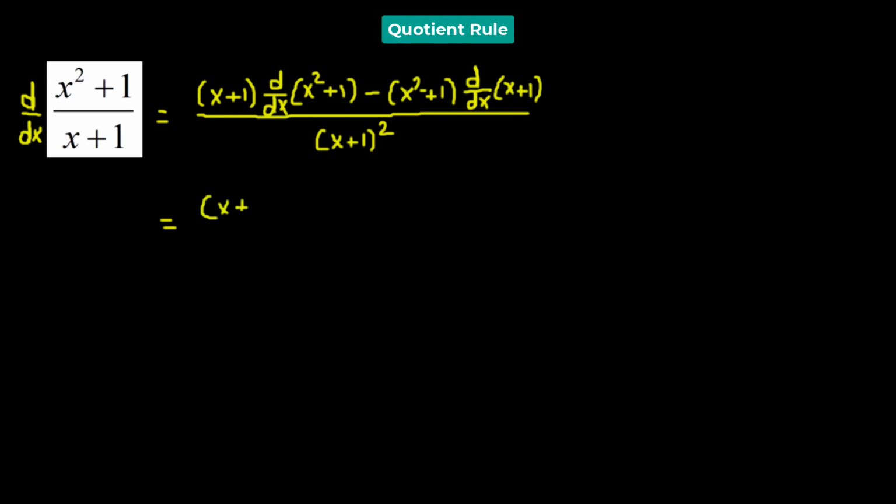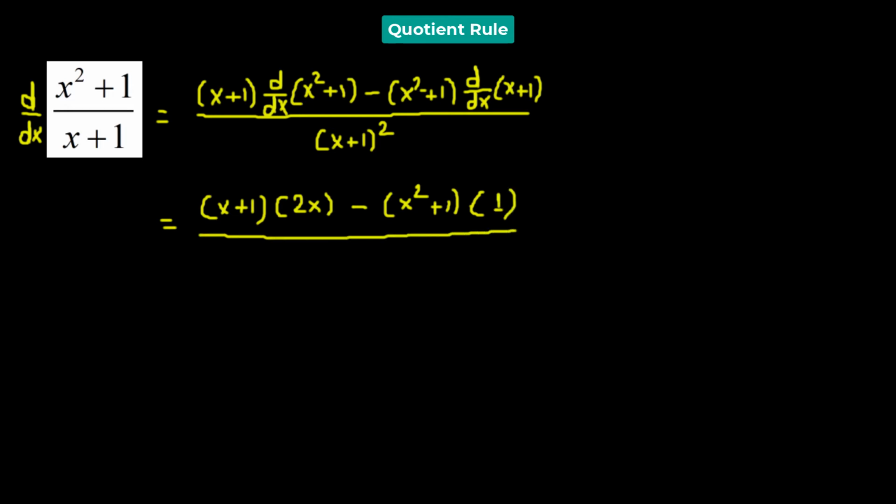which will be equals to x plus 1 times the derivative of x squared, which is twice of x, and the derivative of 1 is 0, so I've skipped it, minus x squared plus 1 times derivative of x plus derivative of 1, so derivative of x is going to give us 1, whole divided by x plus 1 whole squared.